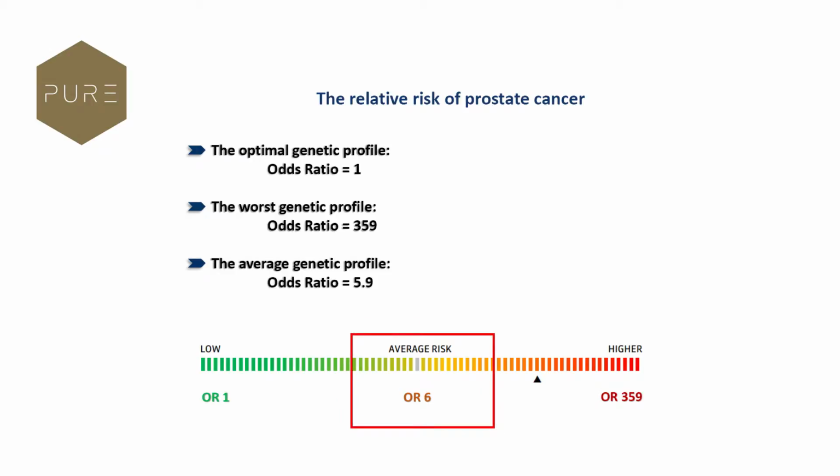So the average risk, we know from studies, is an odds ratio of 6. If you have an odds ratio of 6, you have the same risk as the general population. If it's higher, you have a higher risk, or lower, you actually have a protective effect.